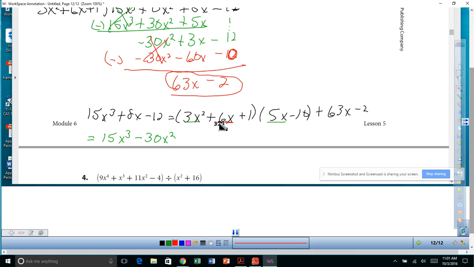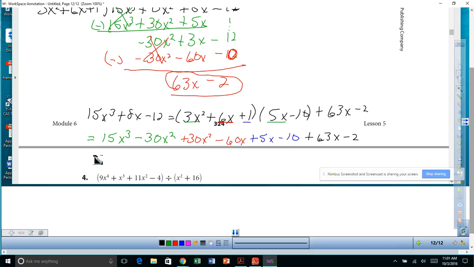Let's do the 6x. 6x times 5, that's going to be plus 30x squared. 6x times negative 10 is going to be minus 60x. And let's do the 1. 1 times 5x is going to be just 5x. 1 times negative 10. And then let's add in our remainder, plus 63x minus 2.